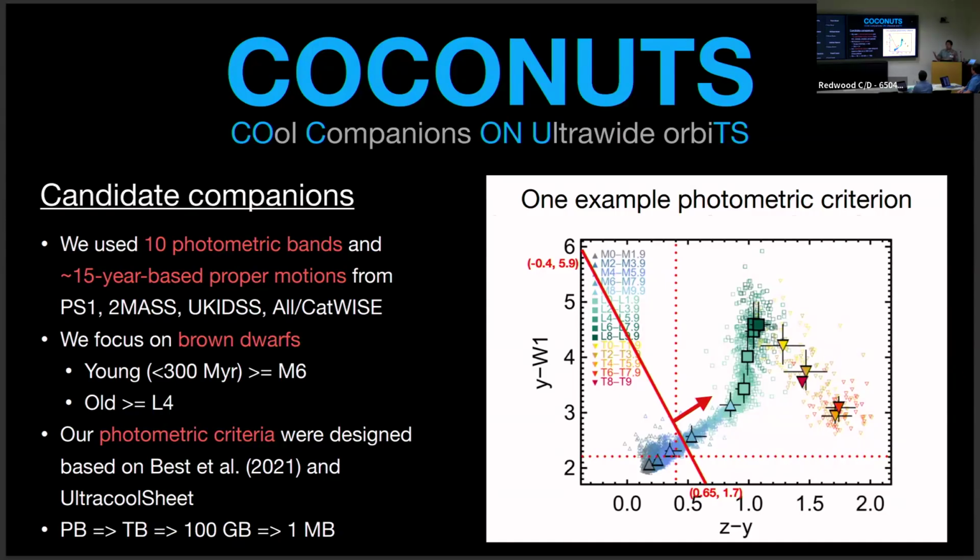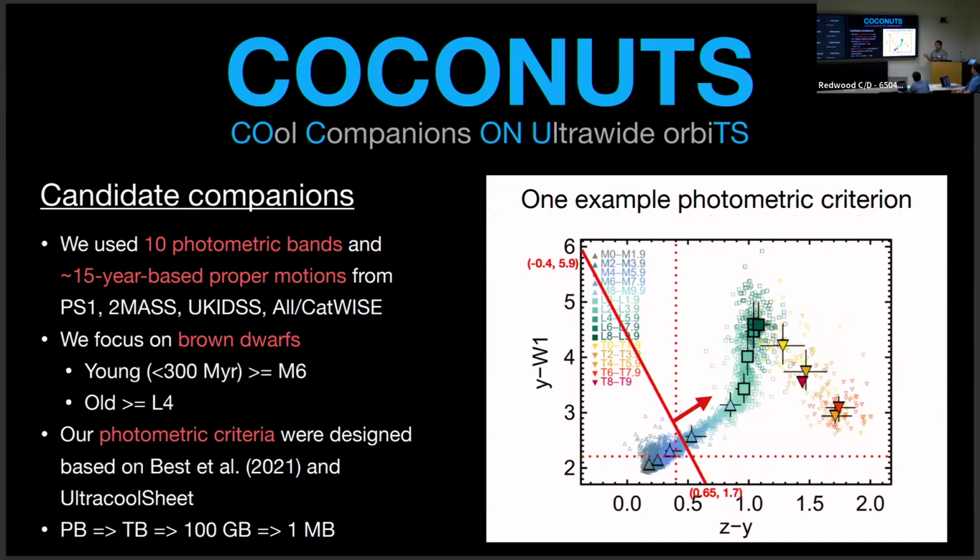In order to find brown dwarfs, we focus on their definition. If the host star is young, we try to find objects with spectral types later than M6. If they're old, then later than L4. The definition is like this because the mass of objects like brown dwarfs is really dependent on their ages.